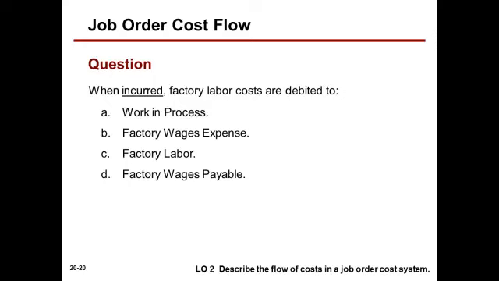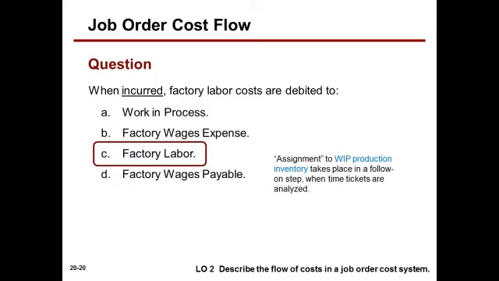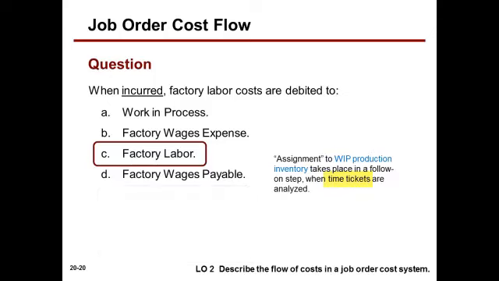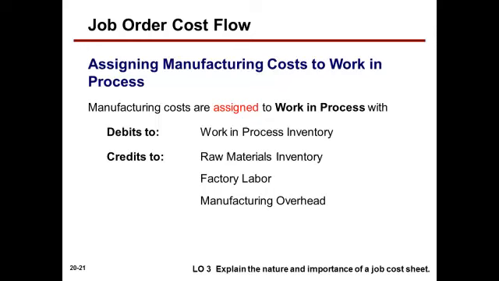Question: when incurred, factory labor costs are debited to what account? Factory labor. This is an accumulation entry. It is not an assignment entry. We will later assign those costs to work in process inventory in a separate journal entry when time tickets are analyzed for the jobs that are being performed during that time period.